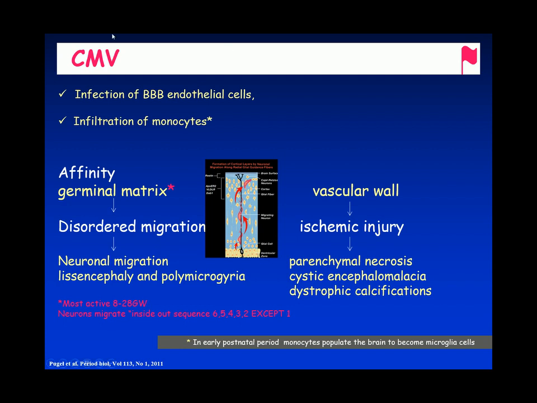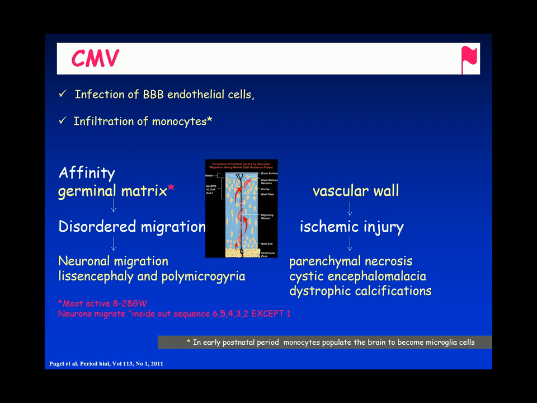What happens with the CMV? The CMV loves the germinal matrix. There is a love story between the CMV and the germinal matrix, which is the motherland which is producing the neurons and the cortex. So what is the end result? We've seen that in congenital malformation. There is disordered migration. There is a problem with migration. And this results in lissencephaly or polymicrogyria. Generally speaking, abnormalities of neuronal migration.